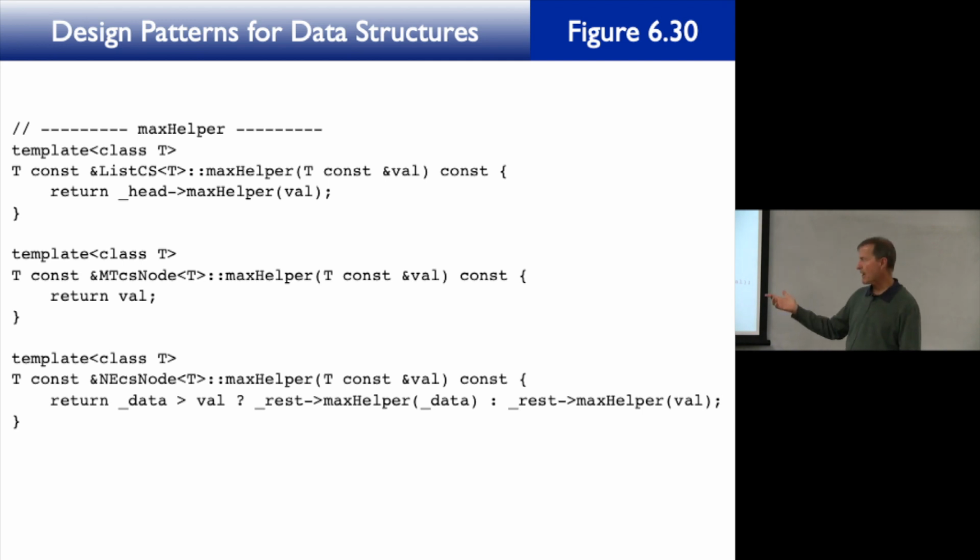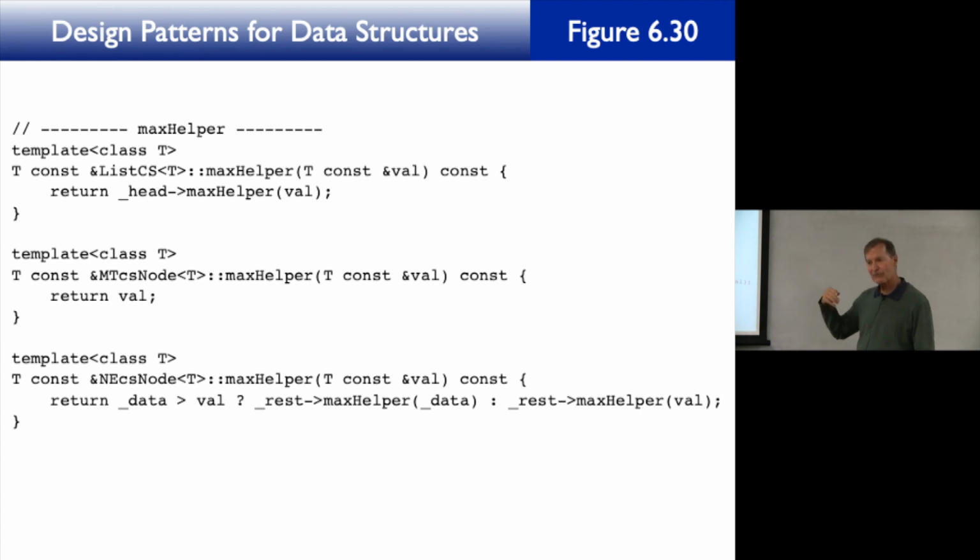So what the max helper of the non-empty node does is it compares underscore data with val. If underscore data is bigger than val, then what is the maximum? Well, data is bigger than val. But now we're not done, because there's more of the list to compare it with. So what does it call? It calls underscore rest dot max helper of data. But on the other hand, if val is bigger, it returns underscore rest dot max helper of val.